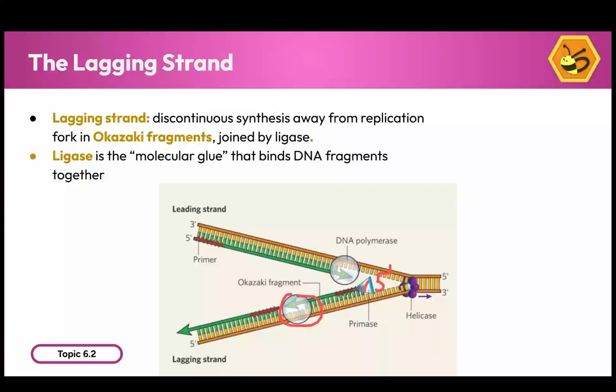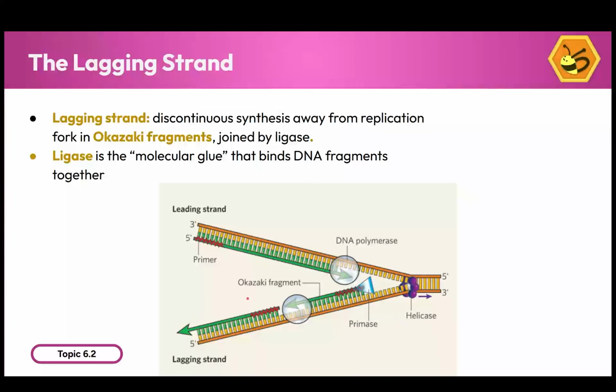This is 5 prime right here, and this is 3 prime right here. And the Okazaki fragments get synthesized from 5 prime to 3 prime, and it does this in reverse. Here's the thing: it makes these fragments, called Okazaki fragments, because it has to do it in segments. These fragments are later joined together by an enzyme called ligase. Ligase. I got it right this time, guys. It acts as the molecular glue joining these fragments together.